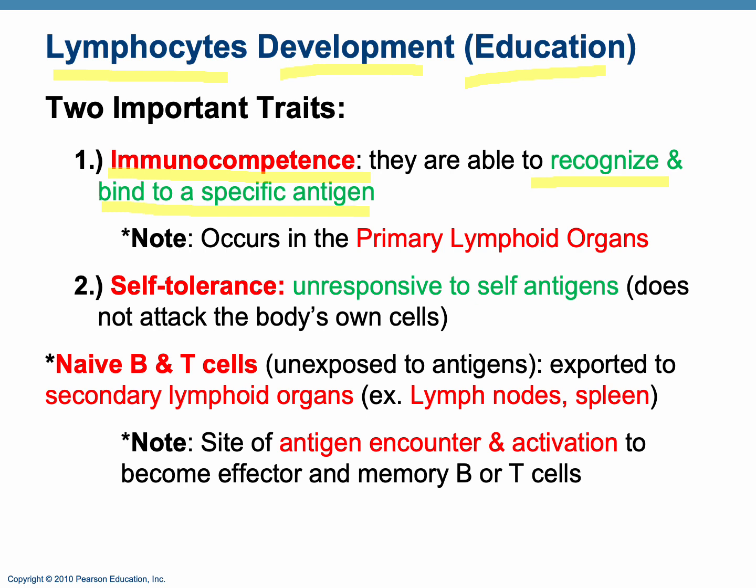Number two, another important trait to be familiar with is the idea of self-tolerance. This is very critical. It's very important for these lymphocytes to be unresponsive to self-antigens. In other words, it's very critical that these lymphocytes don't attack your body. Because when we're talking about lymphocytes that don't follow this property of self-tolerance and they attack your own cells, we're ultimately looking at autoimmune diseases.